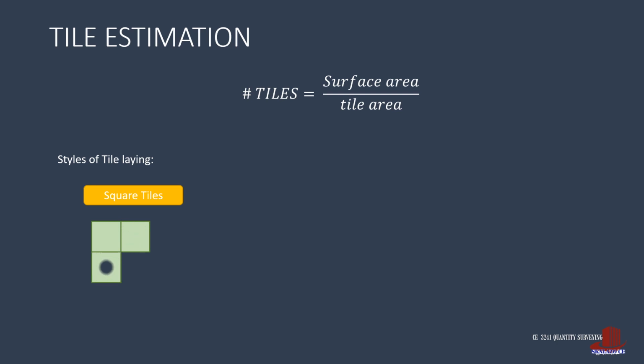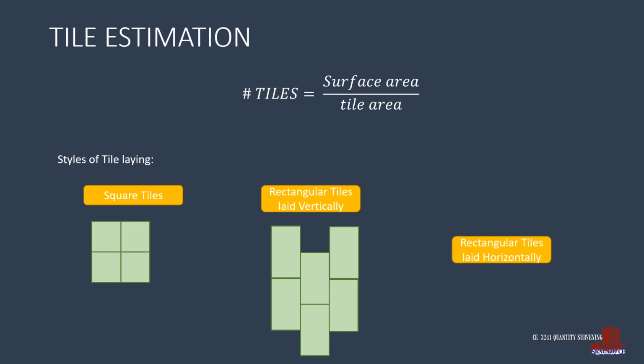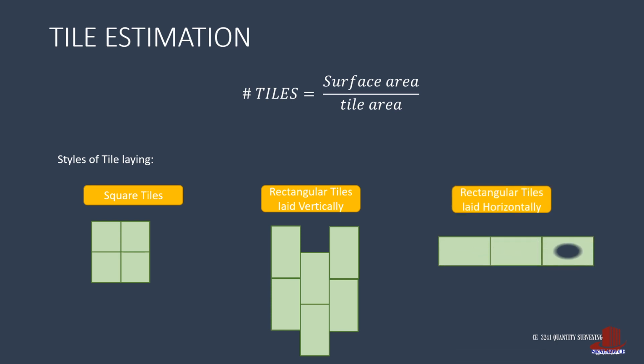First, the square tiles are laid in a manner where their sides would align. Second is using rectangular tiles which are laid in a manner that the longer side is placed vertically. The third style is having the shorter side of the rectangular tiles laid horizontally.